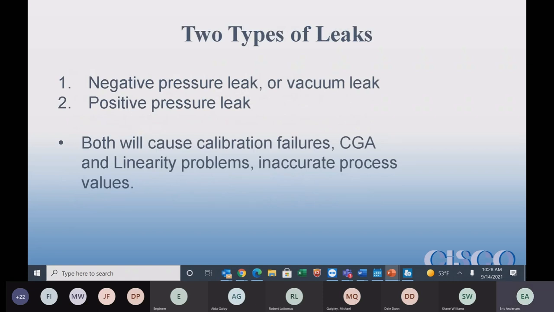You know, we can say there's two types of leaks, negative pressure or vacuum leak, and positive pressure leak. They'll both cause you calibration failures, CGA and linearity problems, inaccurate process values. And, you know, some people think, well, positive leak, I'm just leaking a little gas into the shelter. That really isn't a good idea, depending on your concentrations.